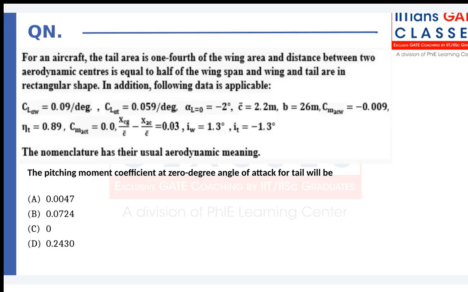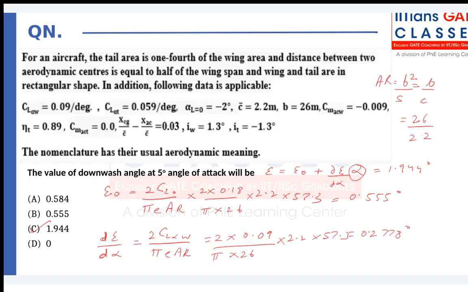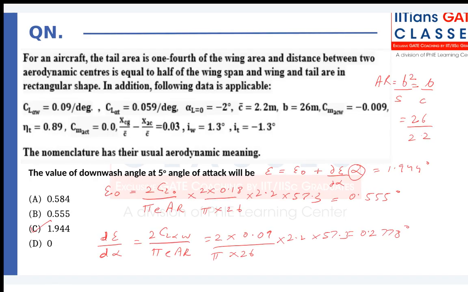So the equation was originally in radians. We converted it to degrees, right? Let me just go back to it. So the equation is all initially in radians and we converted it to degrees. Okay, let's go to the next question.